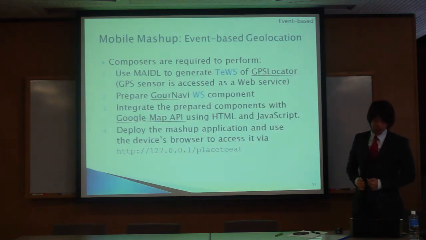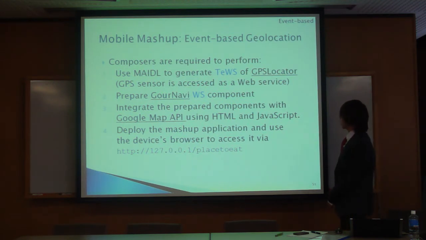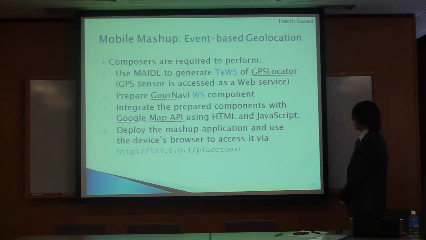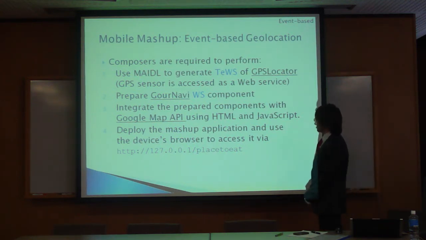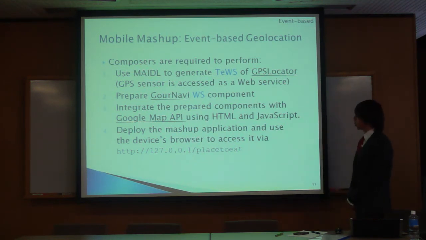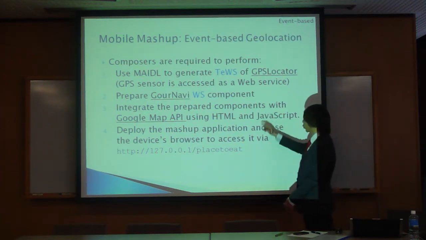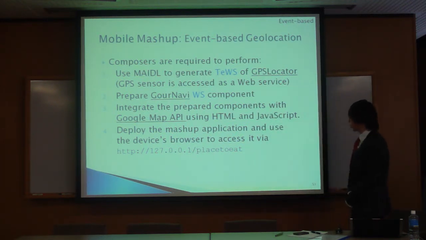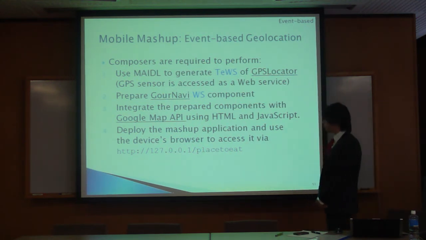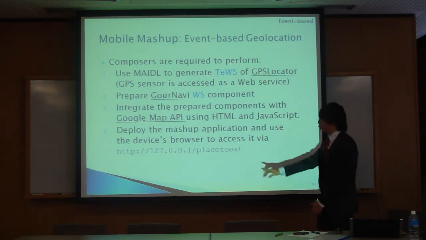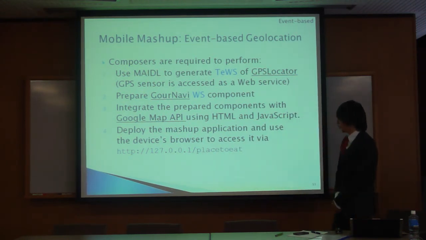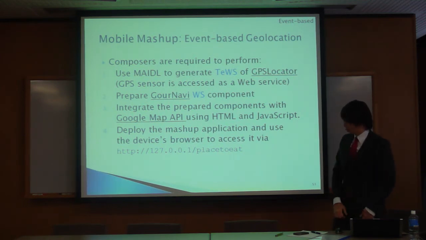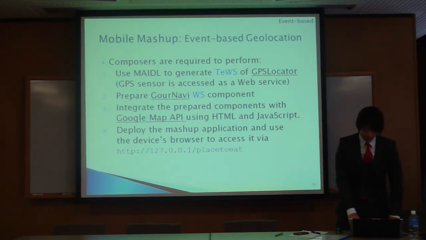And composers are required to perform the following. One, they use Milo to generate the Doctoral web service of the GPS locator. So the GPS sensor is accessed as a web service. After that, you prepare the GlueNavi web service components. You integrate the prepared components with the Google Map API using HTML and JavaScript. And after that, you deploy the mashup application and use the device browser to access it via the loopback IP, 127.0.0.1 / the application name.